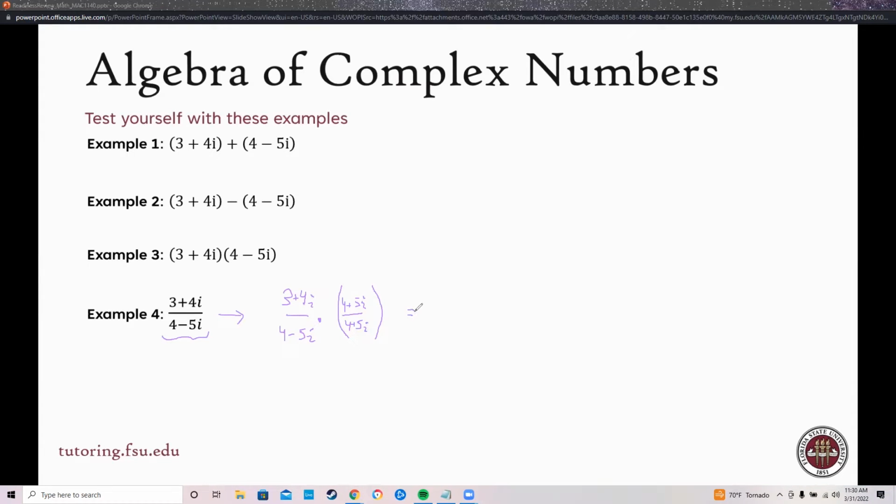As we learned in the previous slide, when we multiply conjugates together, it ends up just being the two real numbers squared added together. So in the denominator, this is just going to be 4 squared, which is 16, plus 5 squared, which is 25. So I got 16 plus 25 in the denominator.